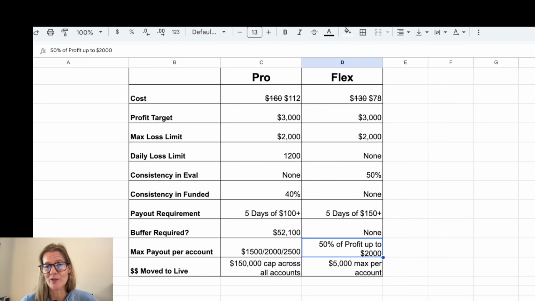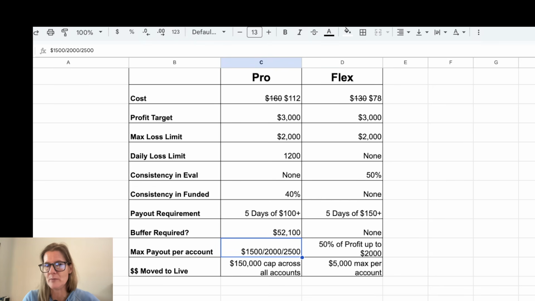So if you're one of those people who's confident in your ability, you're a consistent, profitable trader, and you're confident that you can get to that 4th, 5th, 6th payout, the upside on Pro is higher because then your max payout is $2,500 towards the end. And also, if you're planning on transitioning to live, you can get a lot more capital transitioned over to your live account in that Pro account. So that is my recommendation for you.